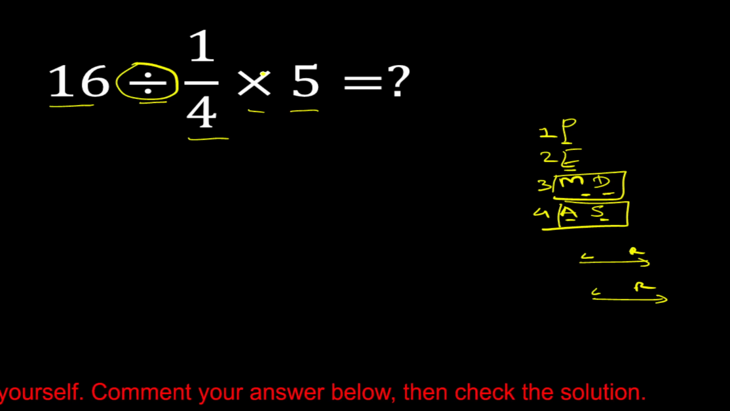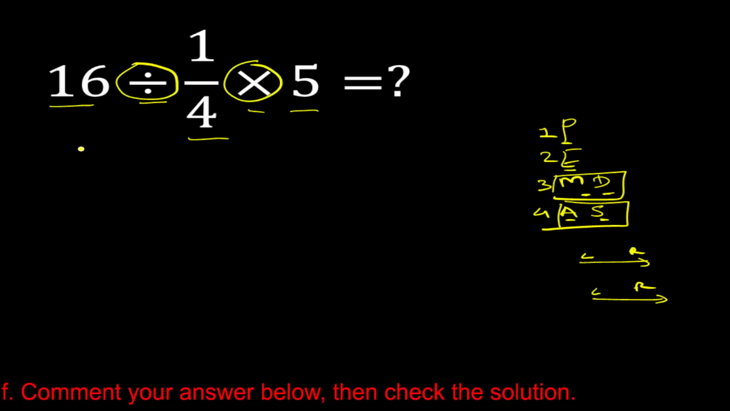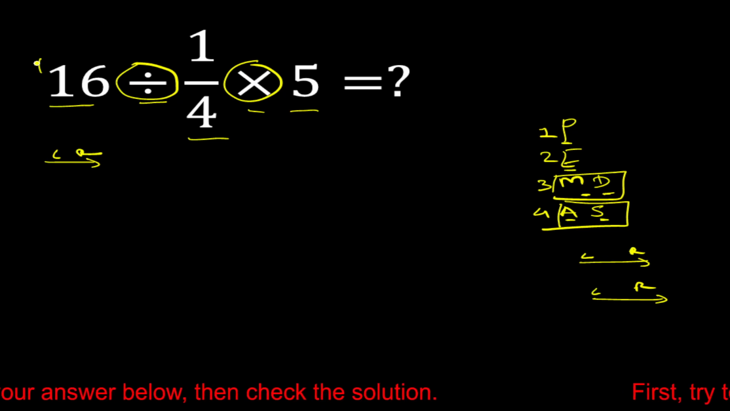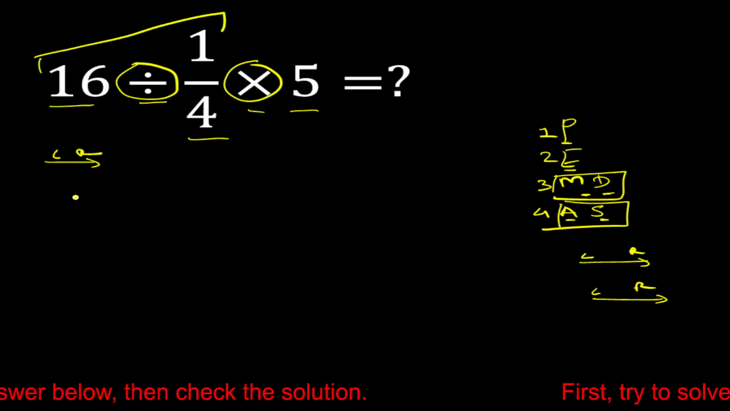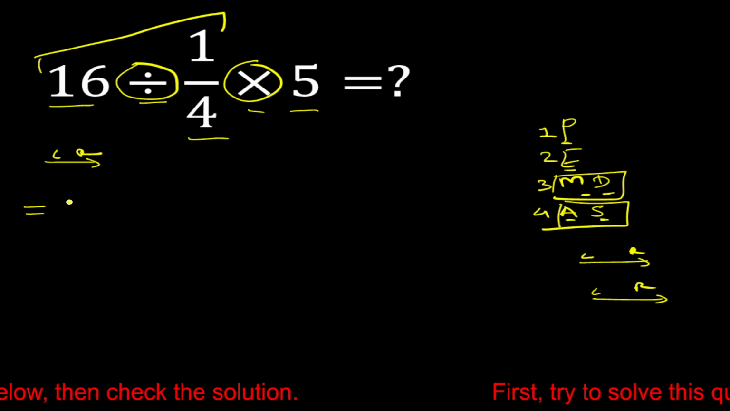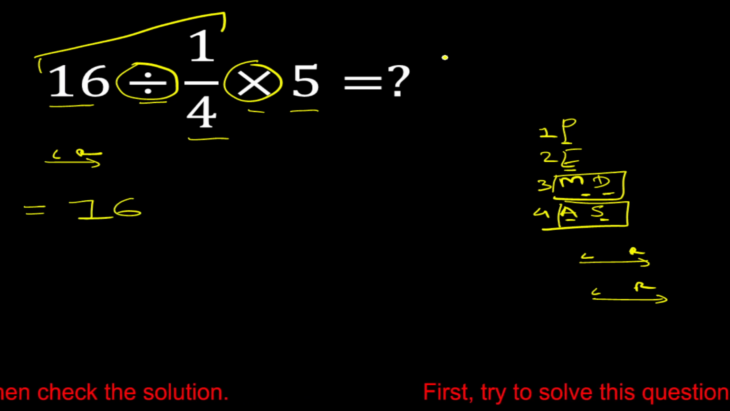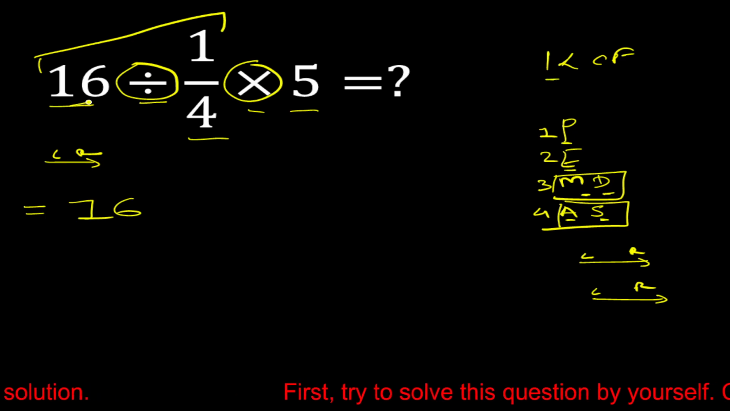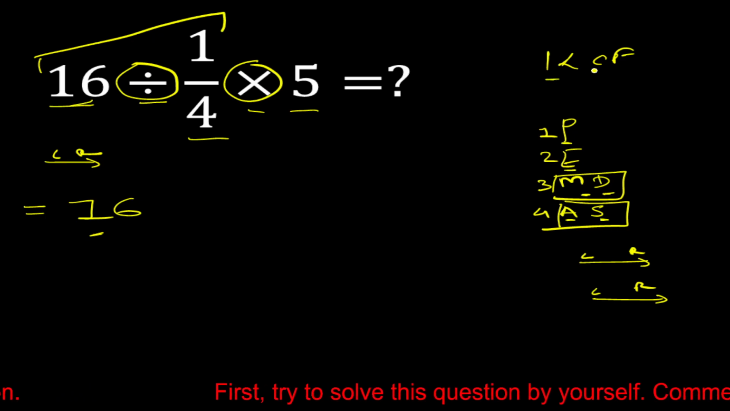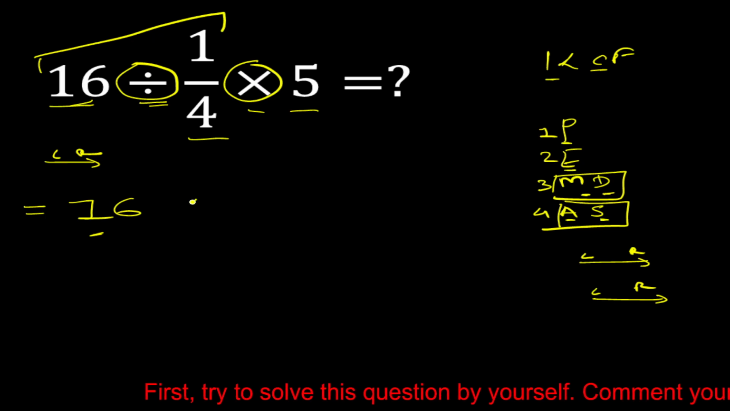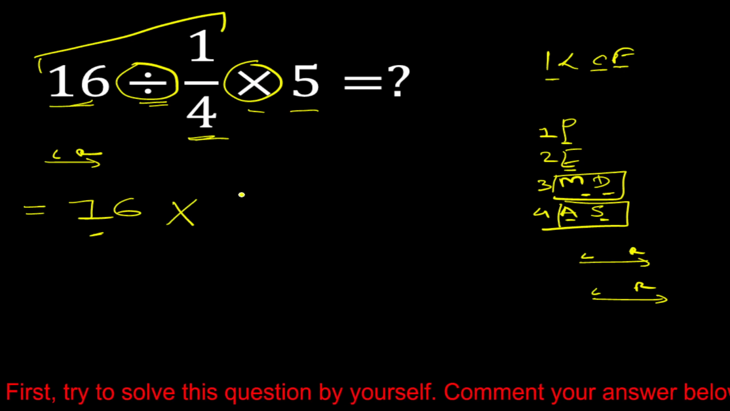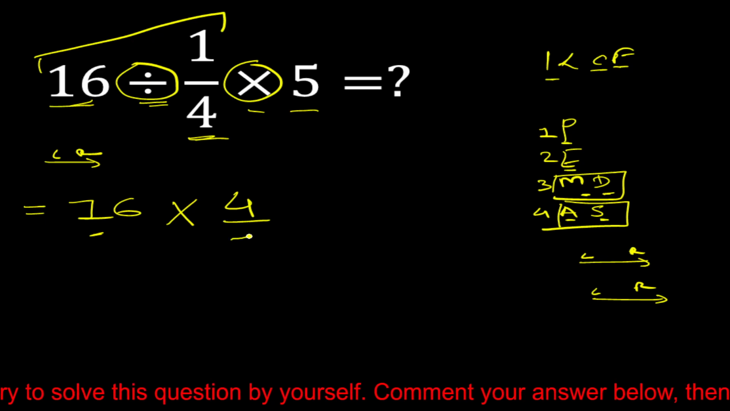So here is one division and here is multiplication. Both have equal priority, so we have to solve it from left to right. So first we have to solve this part, which is equal to 16. Now according to KCF rule, K means keep this 16 as it is the same. C means change this sign from division to multiplication. And F means flip this last fraction, 1 by 4 is equal to 4 by 1.